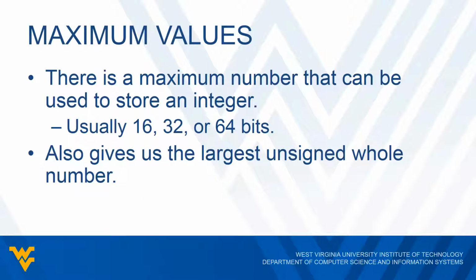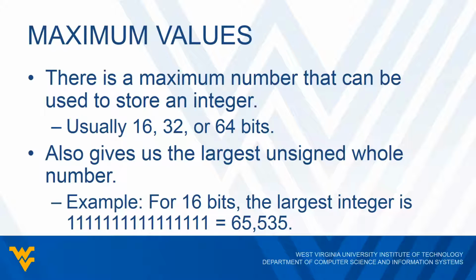So for example, let's say we use 16 bits for storing the largest possible value. So the largest integer that we can store is 1 sixteen times, which turns out to be 65,535. So the whole point here is unsigned integers larger than this cannot be represented with 16 binary digits. So we wouldn't be able to assign any values larger than this.